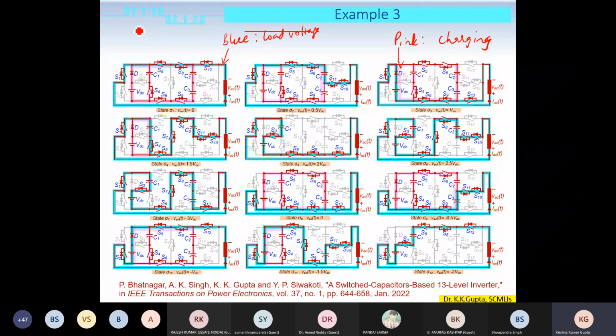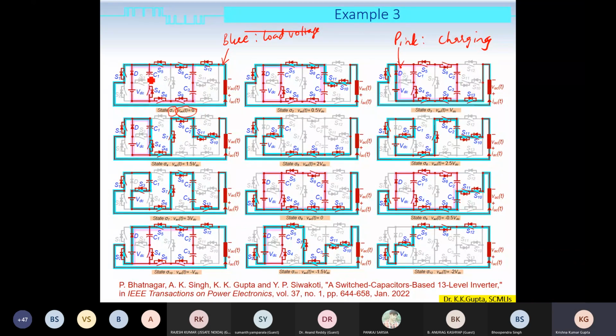If I discuss this state, I am calling this state sigma 1. This is just the name of the state. It has got nothing to do with any other property. Here we see that the output voltage is 0, and you can track it by following this blue colored path. What we are doing here is turning on these switches S1, S5, S8 and S12 simultaneously. And what happens is that the load gets short circuited here and the voltage across the load is 0.